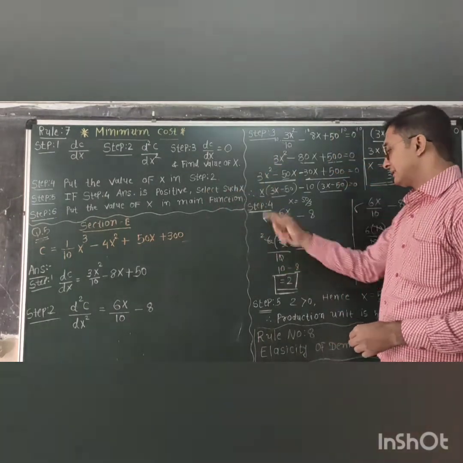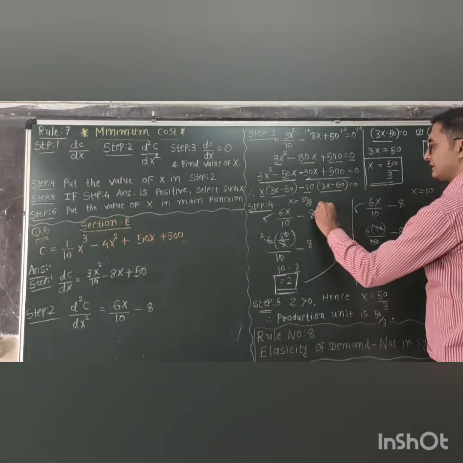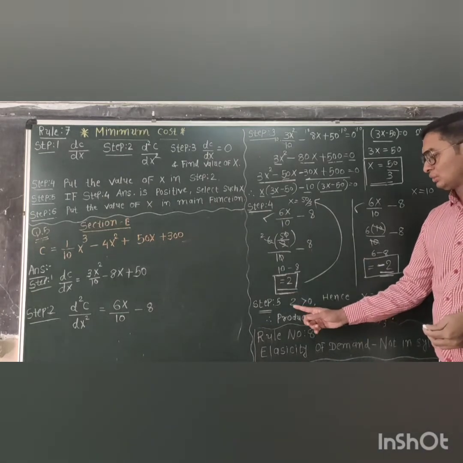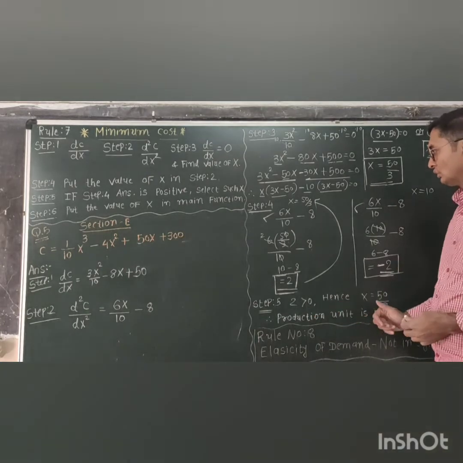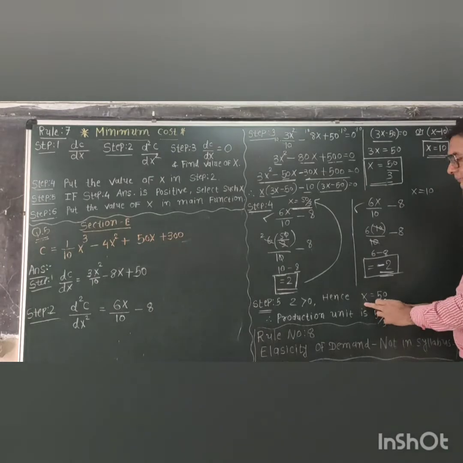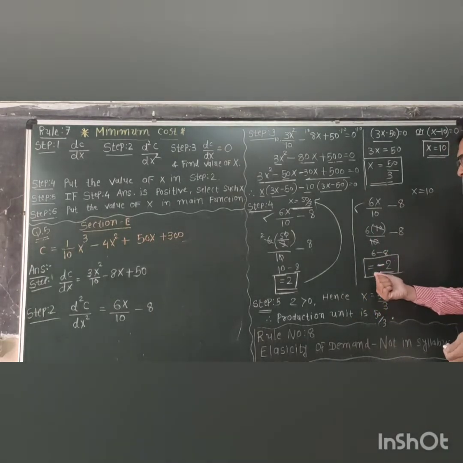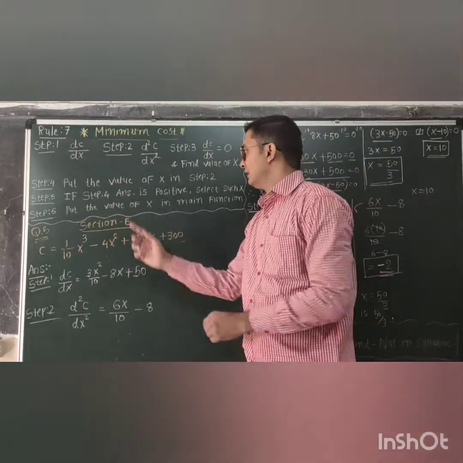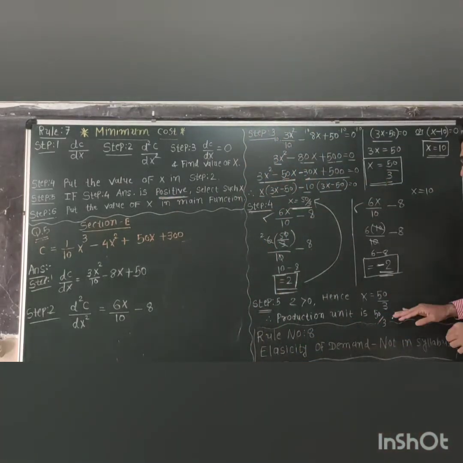Select such x. So here the answer is positive, so select this one x. And that's why we can say that 2 is greater than 0 because it has a positive sign. So we can say that x is equal to 50 by 3. Why have we not selected this one? Because the answer is negative and as per the rule it must be positive. So this is step number 5.